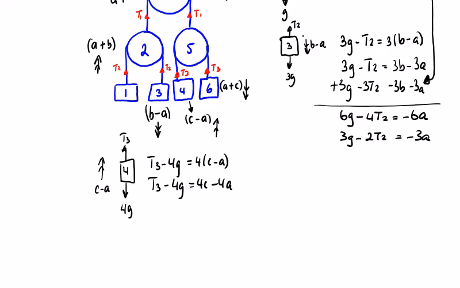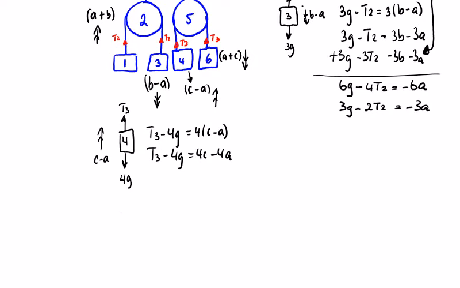Let's have a look at the 6. The 6 is going down, and we've got the two accelerations, the A and the C. We have T going up. We have 6G coming down. So we can say that 6G minus T is equal to 6 times A plus C, or 6A plus 6C. We want to get rid of C, so I think 24 is the best way to get it up to.